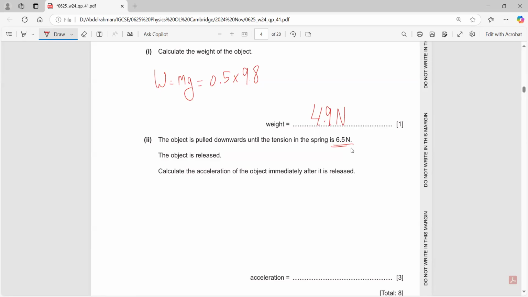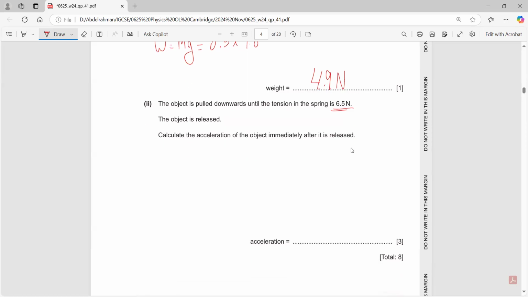The object is released. Can I find the acceleration? Okay, that's easy. Force equals mass times acceleration, and acceleration is equal to the force over the mass. What is the force? Is the force 6.5? A lot of you might say, yeah, the force is 6.5, but to be honest, no, it's not 6.5. How can I find the resultant force?